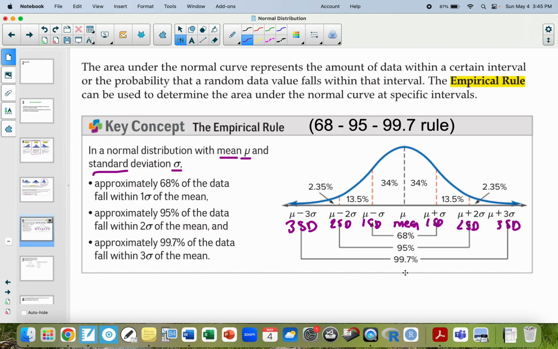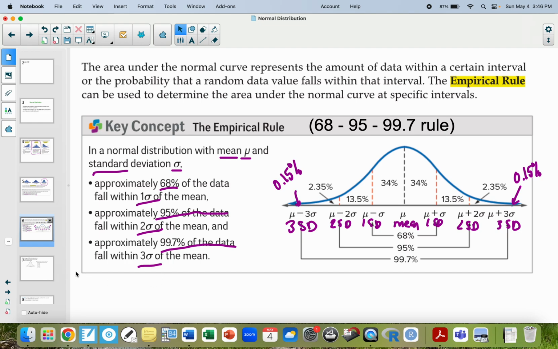99.7% of our data. If you remember what I said before, technically there is 100% of the data under the curve. That means there is a little bit on each tail end. So on each tail end, let me just point to this, there is 0.15%. Okay, but 68% of the data falls within one standard deviation of the mean, 95% of the data falls within two standard deviations of the mean, and 99.7% of the data falls within three standard deviations of the mean.